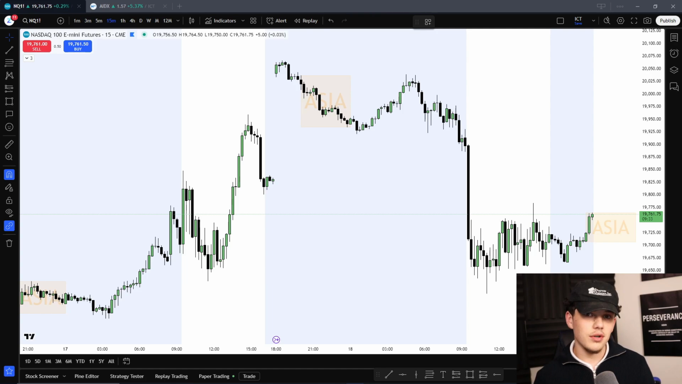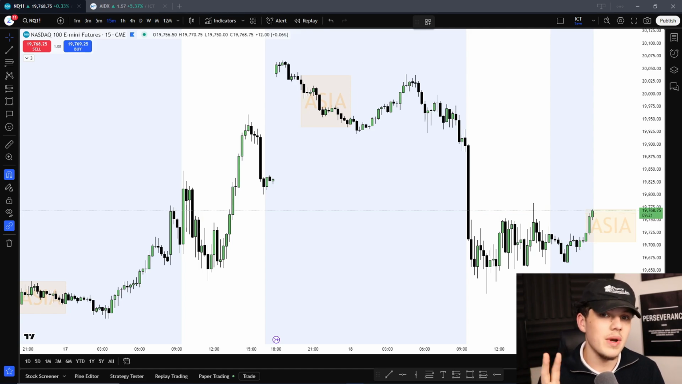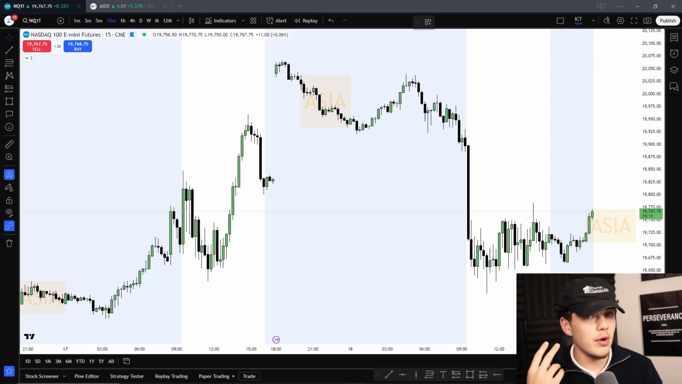Now, external range liquidity is highs and lows. Equal highs, equal lows, relative equal highs, relative equal lows, whatever. I'm going to get more in depth on what liquidity is, but just take note that there's two types of liquidity, internal and external. And they're both used for relatively the same thing, but also very different things.